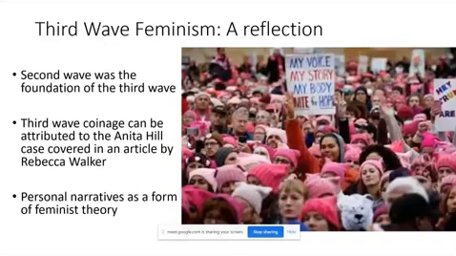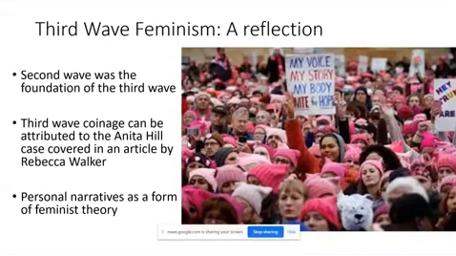The third wave coinage. Now, there's a very interesting incident around the third wave coinage of feminism. Where did this third wave term come from? So, this can be attributed to the Anita Hill case. Now, Anita Hill was a woman of color who accused Clarence Thomas, an African American judge who had been nominated to the United States Supreme Court, of sexual harassment.